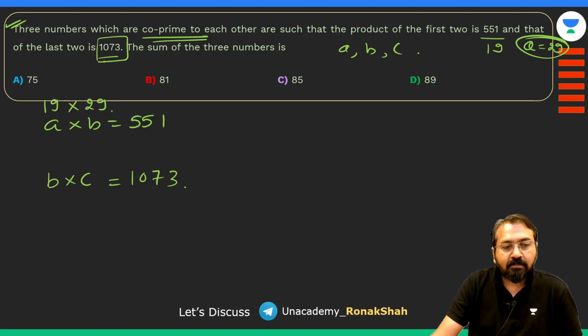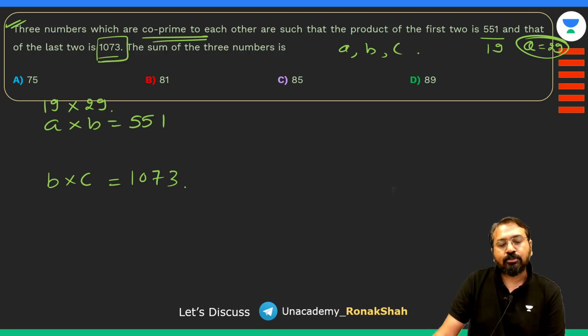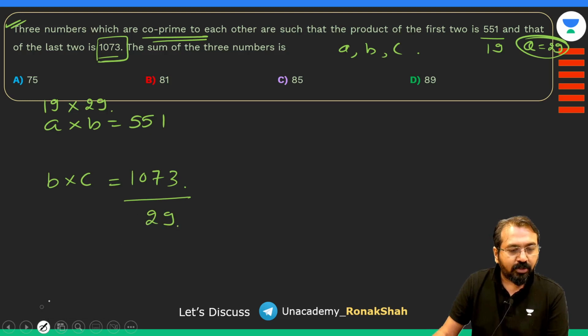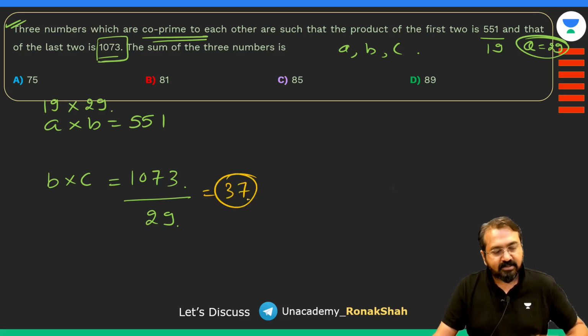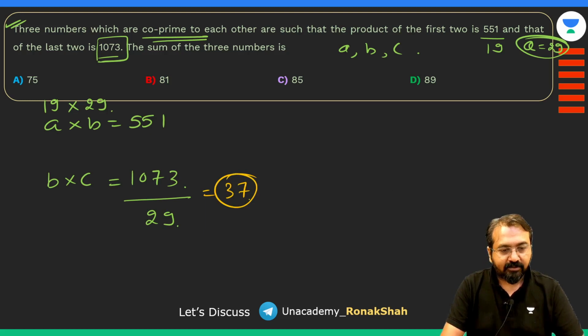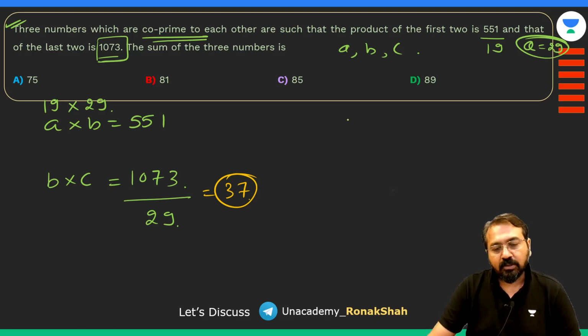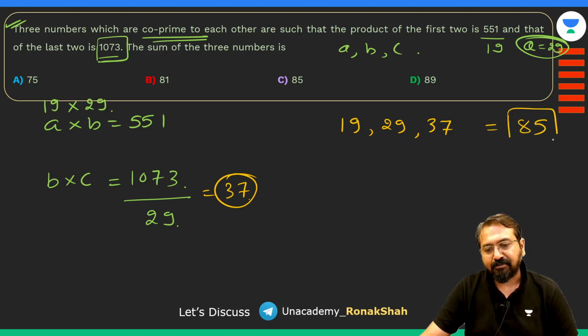Now definitely there is one number which is common between these two products. So 1073 should be divisible by either 19 or 29. Let's see whether it's divisible by 19 or not. 19 fives are 95, then 123, not divisible by 19. Let's check for 29. 29 threes are 87, and we'll get 30, then 3. So this will come out to be 37. Yes, 1073 is completely divisible by 29. So we came to know the three numbers as 19, 29 and 37. Their summation will come out to be 85.